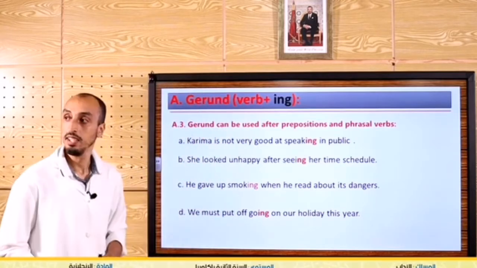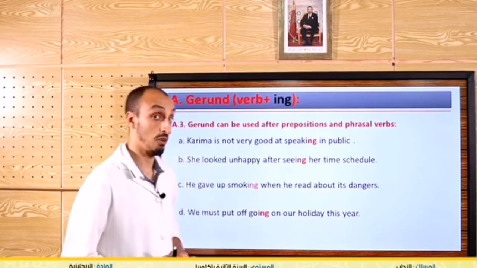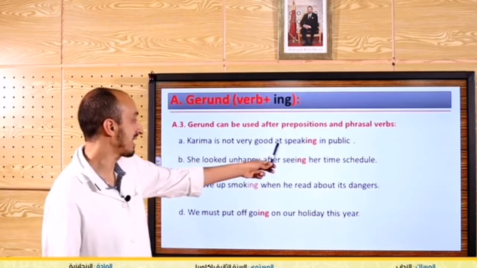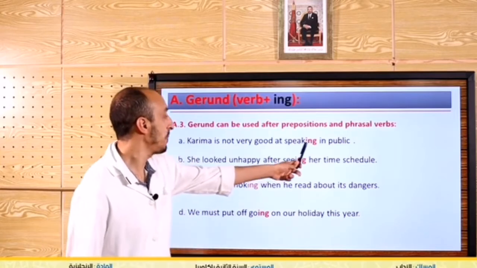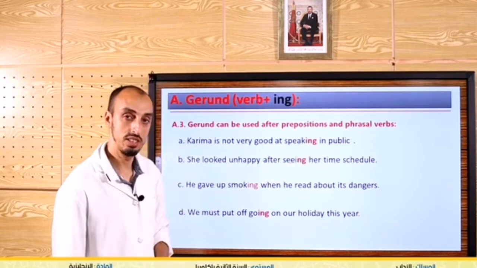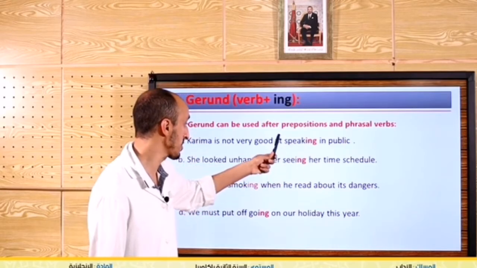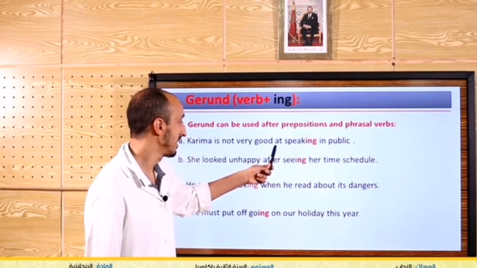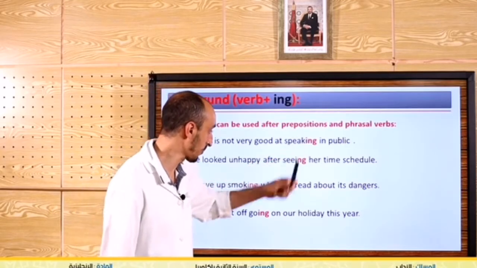Example A. Karima is not very good at speaking in public. Where is the gerund? Speaking, very good. Why is it in gerund? Because it comes right after preposition at. So the verb should be in gerund form.